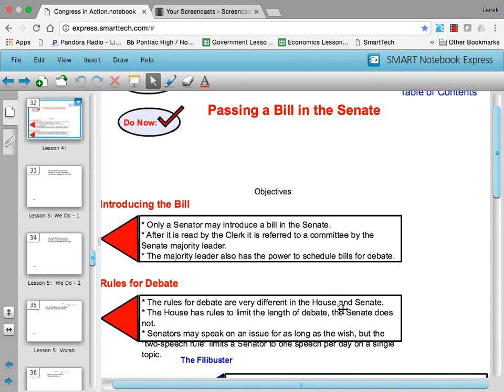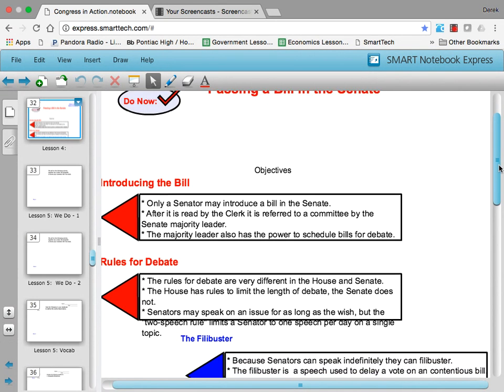the two-speech rule, which limits a senator to one speech per day on a single topic. So you can't give a nice long speech, sit down, have a little rest, stand up, and give another nice long speech. It doesn't work that way. Once you sit down, you're done for the day. So you do have to get all of your points across just once.